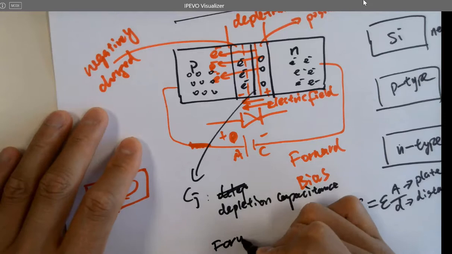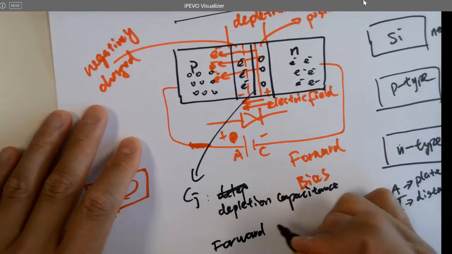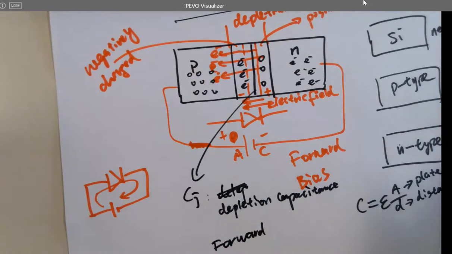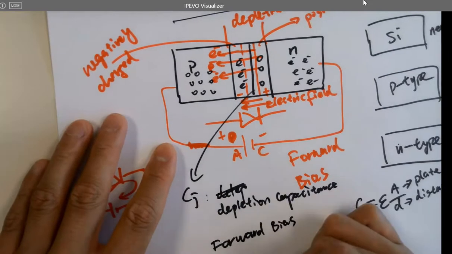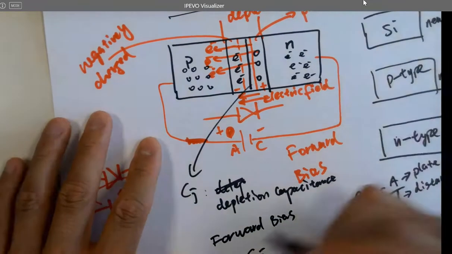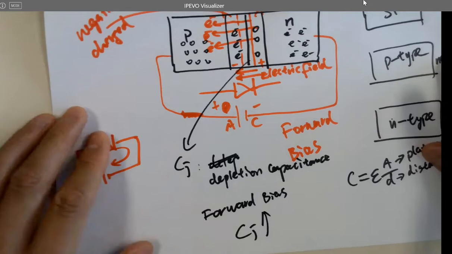thinner. No, CJ was larger. No, with forward bias the depletion region becomes thinner. Oh, really? Make sense? Yeah.